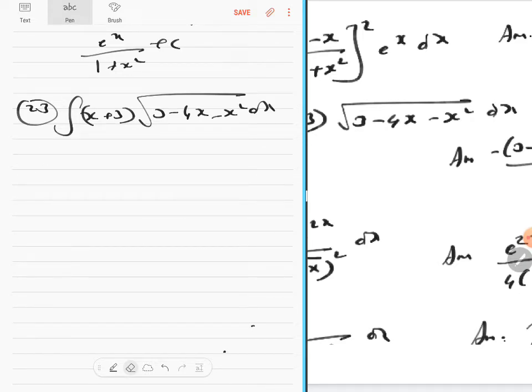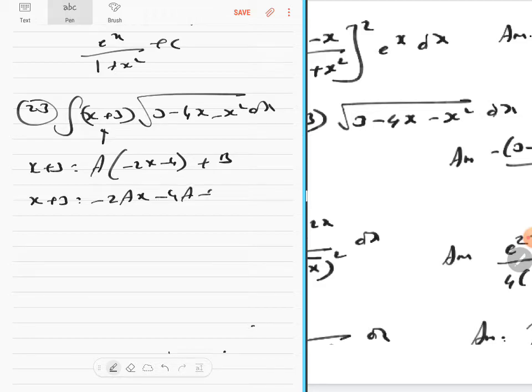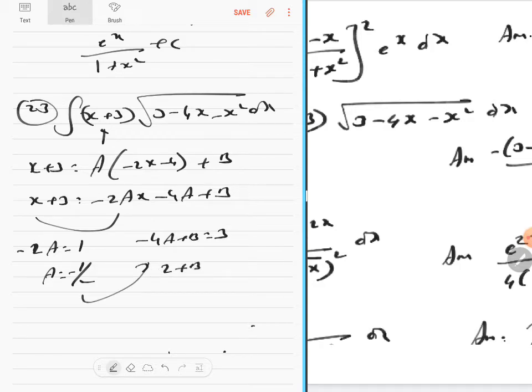You have to write x plus 3 as a into the differentiation of what is inside the root, which is minus 2x minus 4, plus b. So this is the format: a into differentiation of what is inside the root plus b is x plus 3, what is outside here. Solving it, x plus 3 is equal to minus 2ax minus 4a plus b. Equating the x coefficients, minus 2a is equal to 1, so a is equal to minus 1 by 2. Minus 4a plus b is equal to 3. You know a is equal to minus 1 by 2, so 2 plus b is equal to 3 and b is equal to 1. So thus you get a and b.